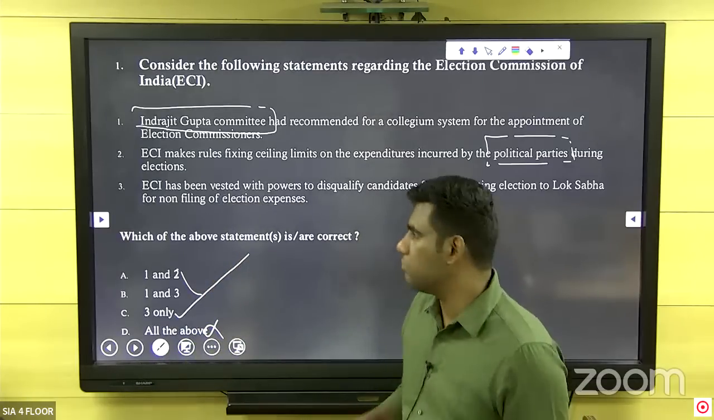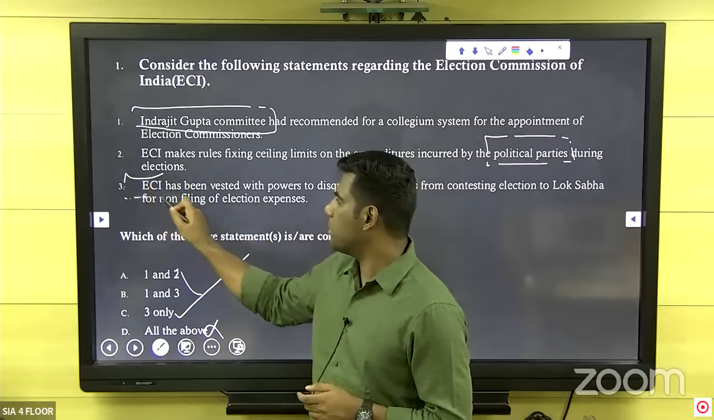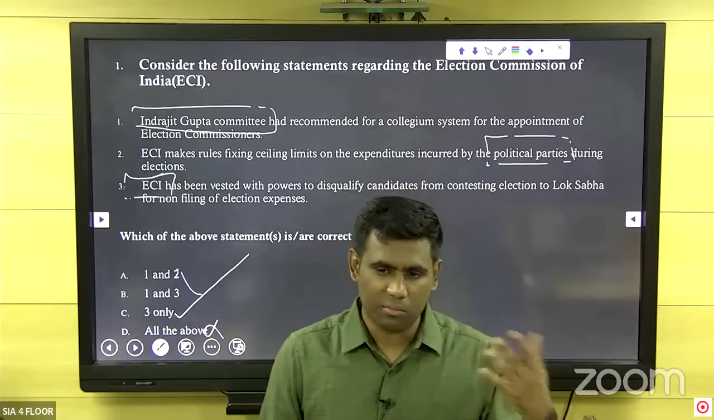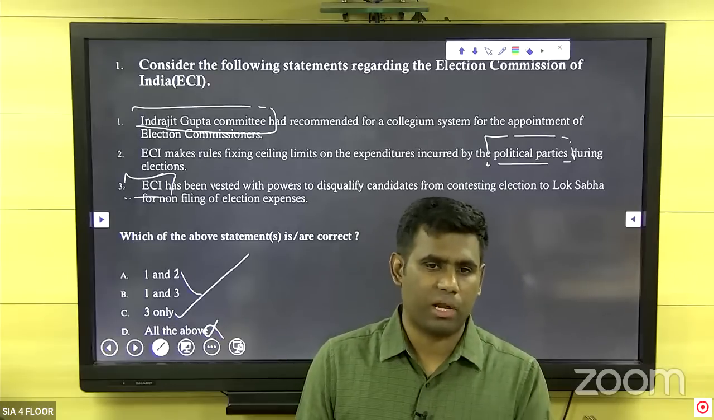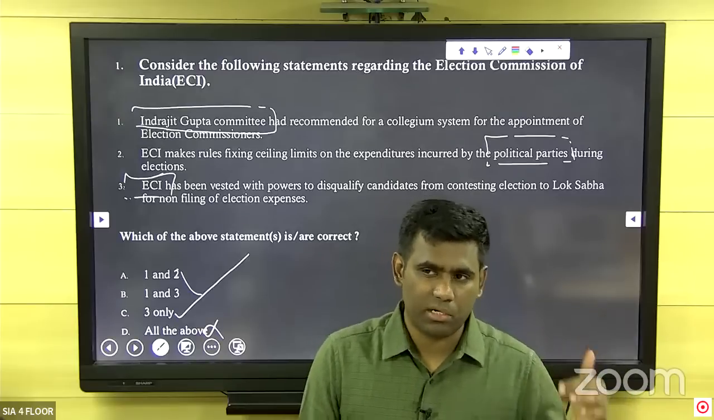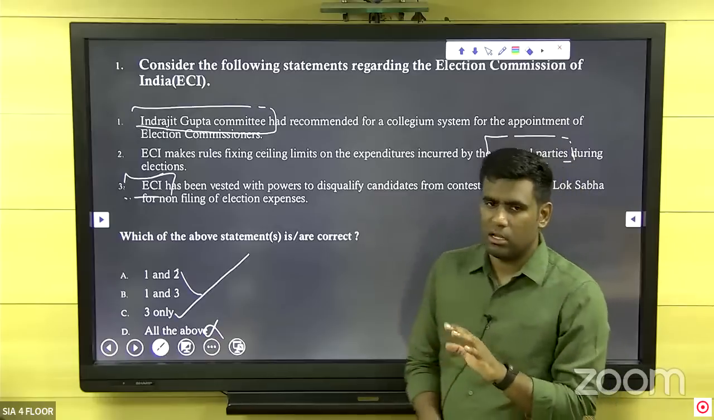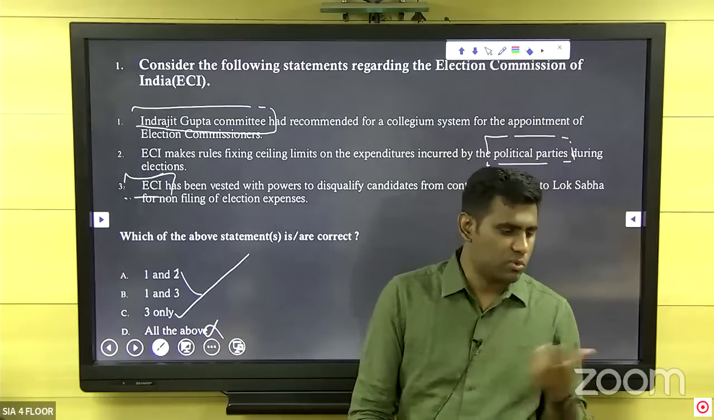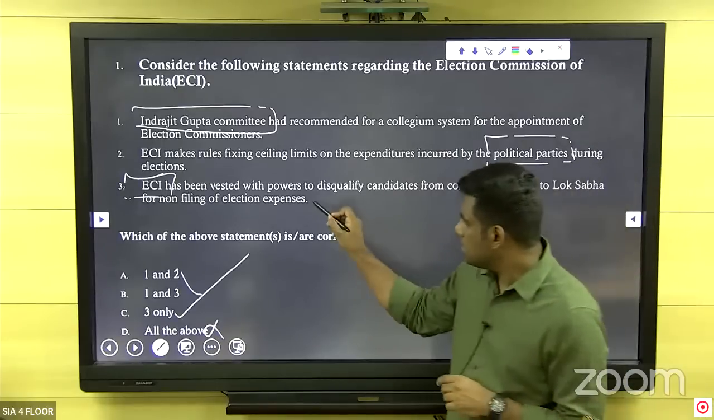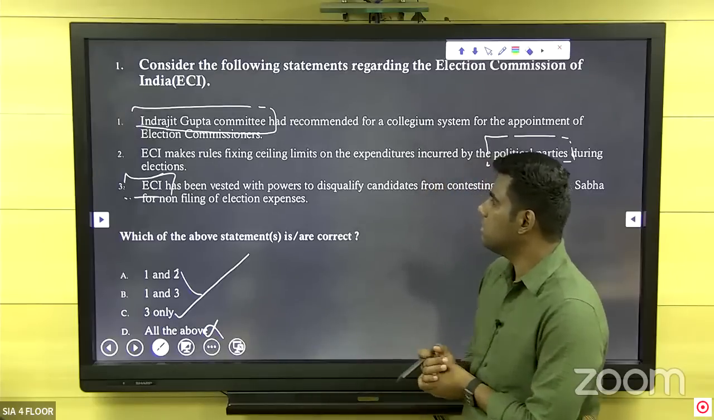So who does the disqualification? For non-filing of election expenses alone, ECI is the competent authority. Whereas other disqualification, it is not ECI, it is done by the president. Okay, on corrupt electoral practice, disqualification on conviction for offenses, President is the competent authority. Whereas when it comes to non-filing of election expenses, the appropriate authority to disqualify a person happens to be the Election Commission of India. All right. So this is right. So option C is the right answer.